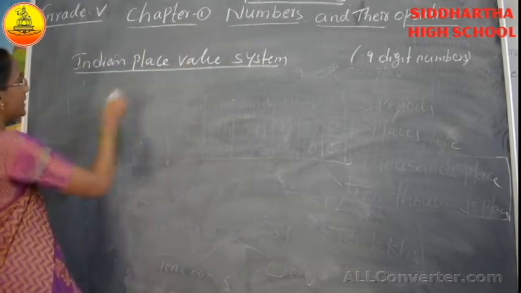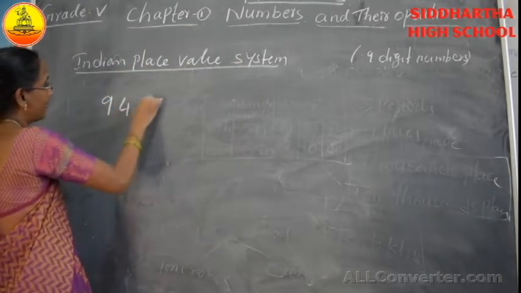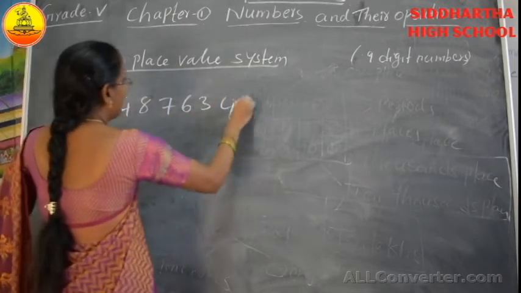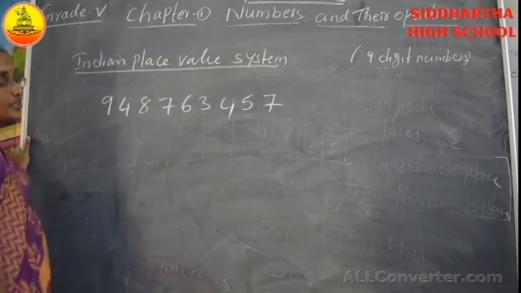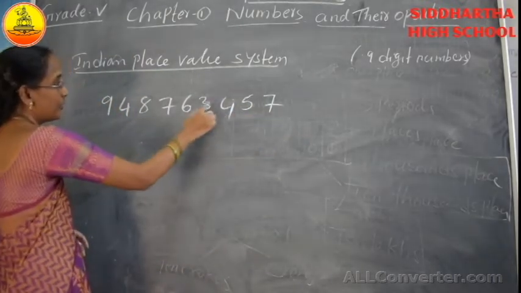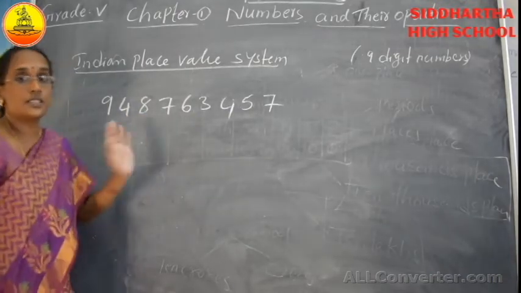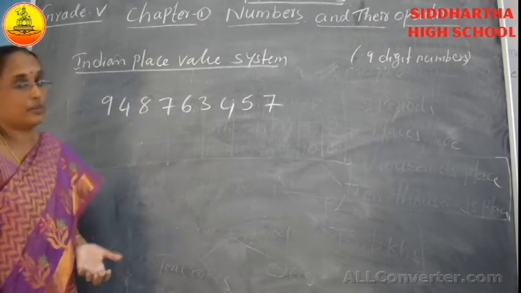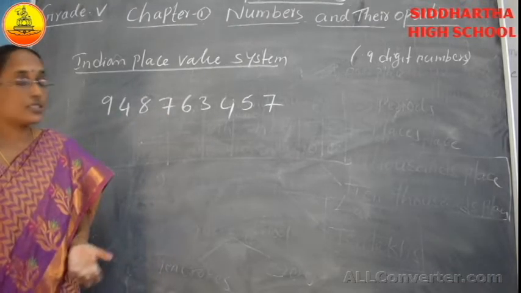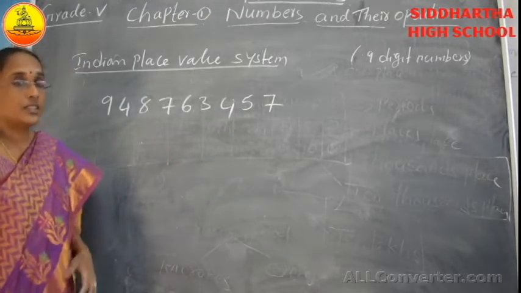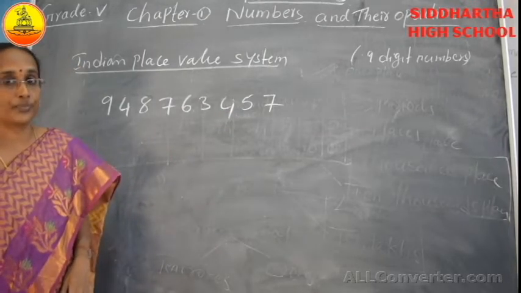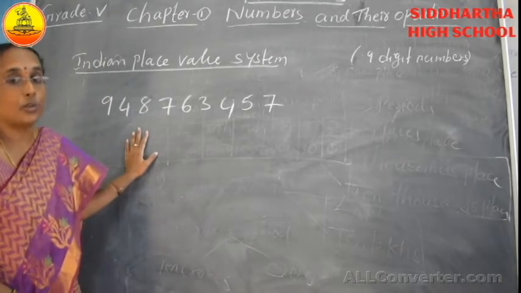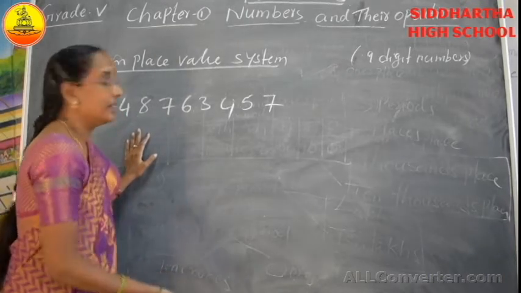Okay, children. A 9-digit number is given: 9, 4, 8, 7, 6, 3, 4, 5, 7. Observe, children: 1, 2, 3, 4, 5, 6, 7, 8, 9. This is a 9-digit number. How to read this 9-digit number in the Indian place value system? In this way, the number cannot be read correctly, so you divide it into periods. Put the commas. How to put the commas in the periods?